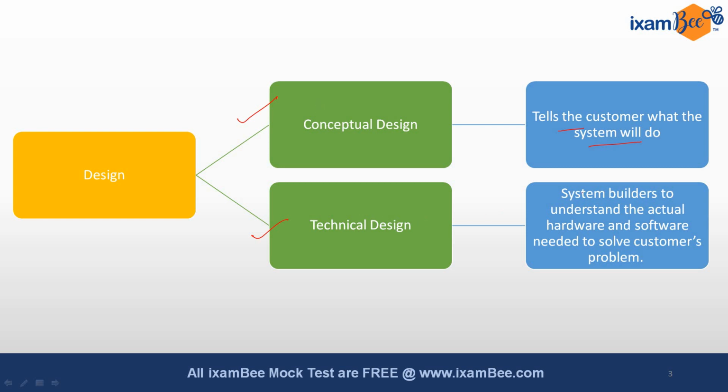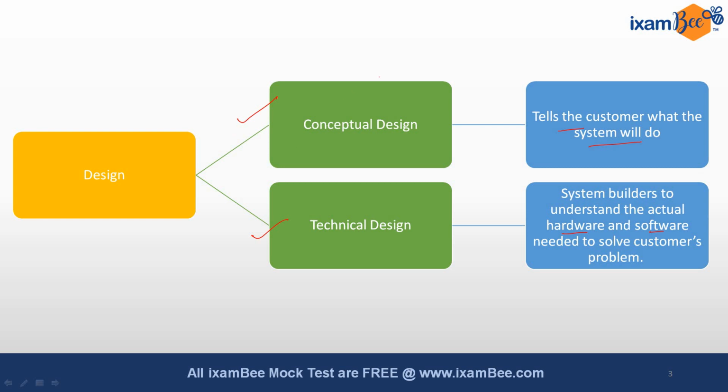Then we have the technical design. Under the technical design, we give all the technical details so that the system builders who have to actually build the system in the implementation stage will understand the hardware and software requirements. And these hardware and software requirements are always in line with the understanding of the SRS document that is provided as the input to the design system.